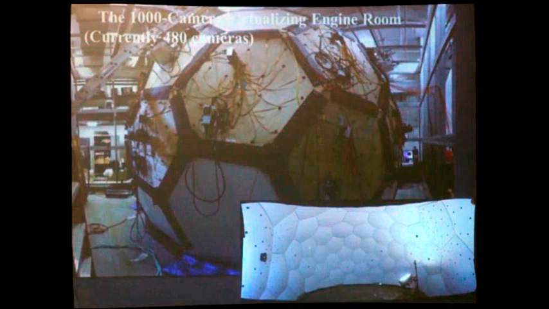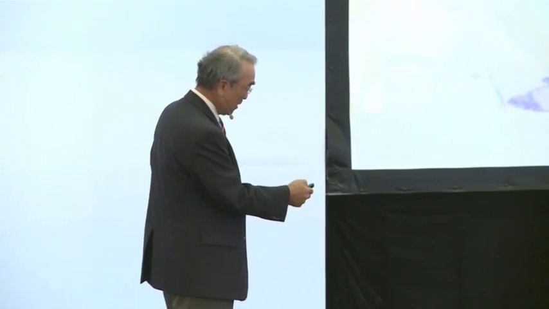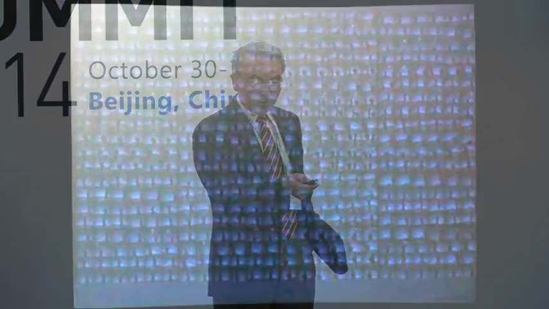And today, we are looking at an even larger number of cameras to calibrate. This is the designed 1,000-camera system. Each dot in this room is a camera. Today, we have actually 480 combined. And with this, certain performances can be captured, digitized, and modeled. We can do a lot of modeling of events inside.